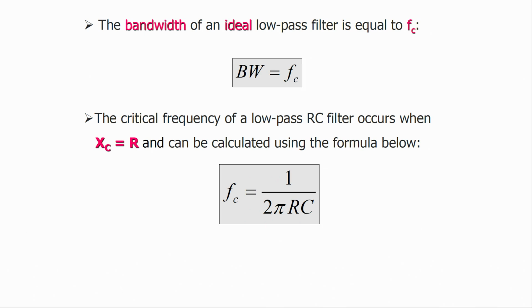So, the bandwidth of an ideal low pass filter is equal to Fc, whatever critical frequency or cutoff frequency we have. The critical frequency of a low pass filter occurs when Xc equals R, and it can be calculated using Fc equals 1 by 2 pi RC.